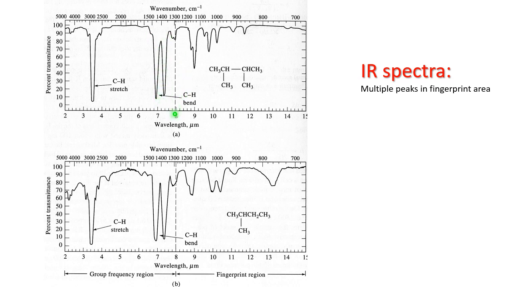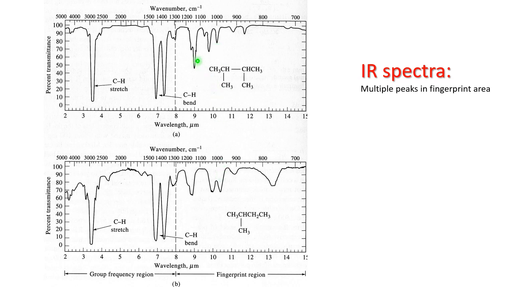But starting with 8 micrometers, you're reaching the fingerprint region where positions of the peaks depend mainly on the carbon-carbon skeleton of your organic compounds. So if you have a different isomer or slightly different structure, positions of peaks will be absolutely different and their intensities will be different.